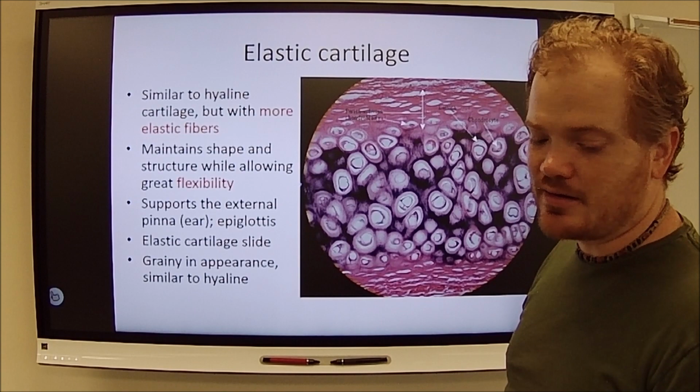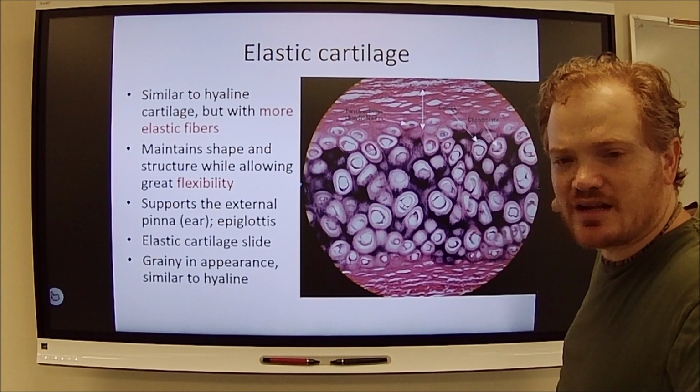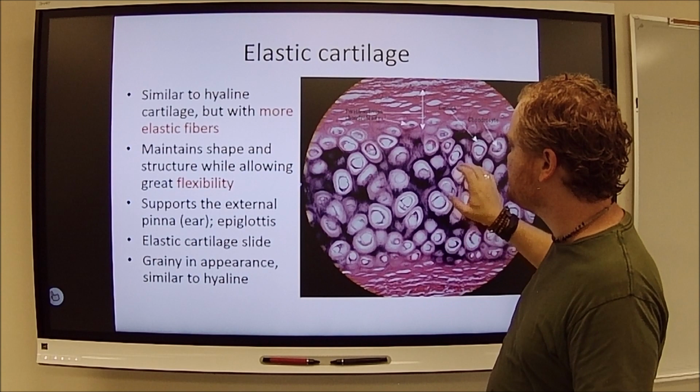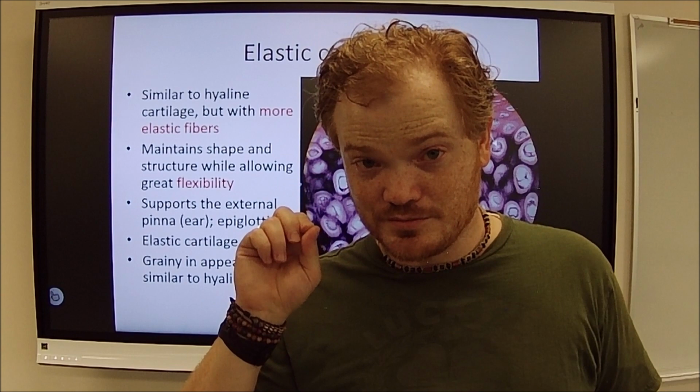So elastic cartilage looks just like hyaline cartilage from my perspective, except elastic cartilage is going to have this kind of hairy background. It looks like spider webs a little bit in the background with these chondrocytes in their lacunae. That's classic elastic cartilage. And you'll find elastic cartilage, for instance, in your ears. Okay, good old-fashioned elastic cartilage.